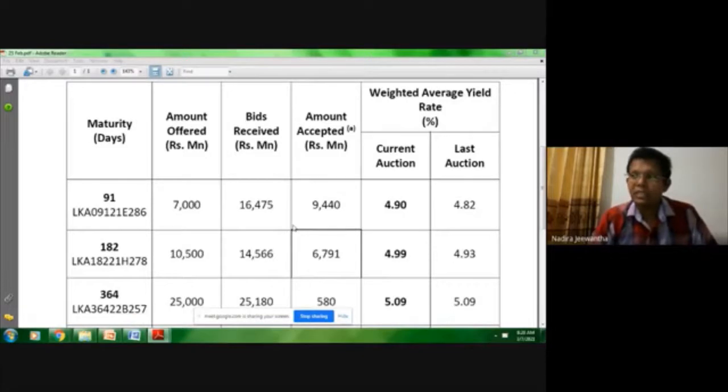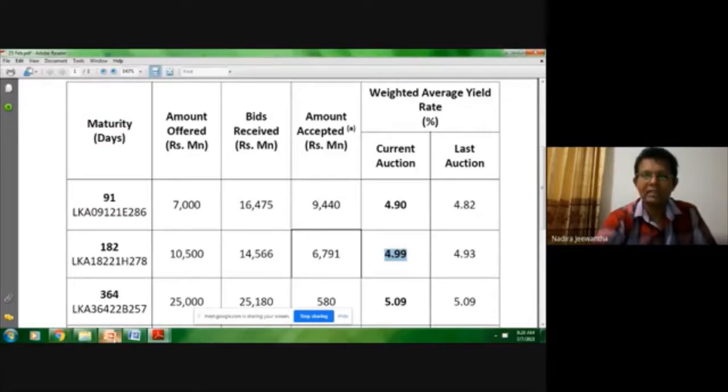It was previously 4.82. Now on the 23rd of February it has gone up to 4.9. The 3 months treasury bill rate, which is risk-free. Treasury bill is risk-free. 4.93 has gone up to 4.99. 5.09 is the same as it is, it has not changed. But in the shorter term, 3 months and 6 months, the government has given a signal. There is a tendency of interest rate going up.